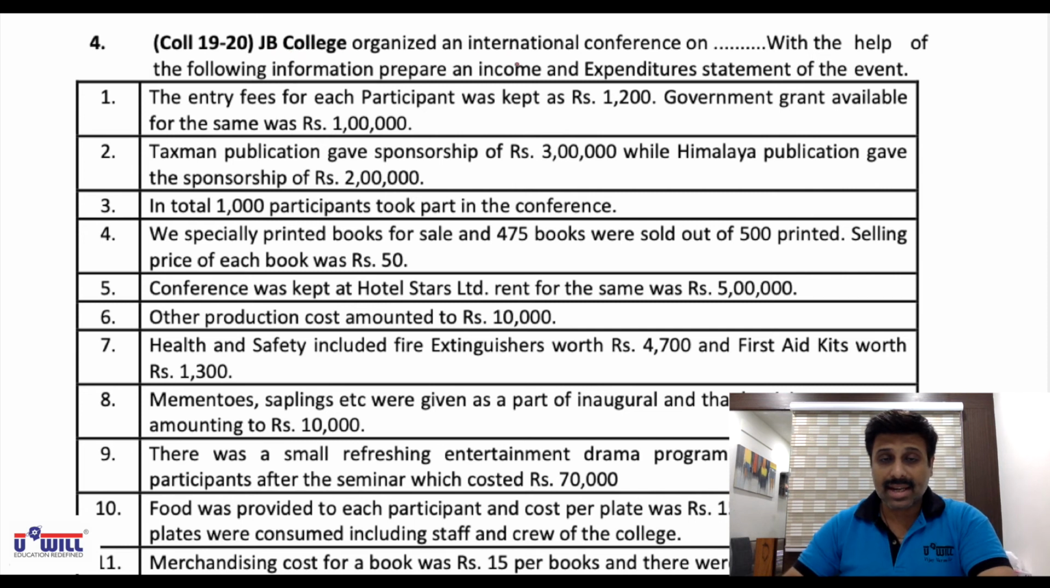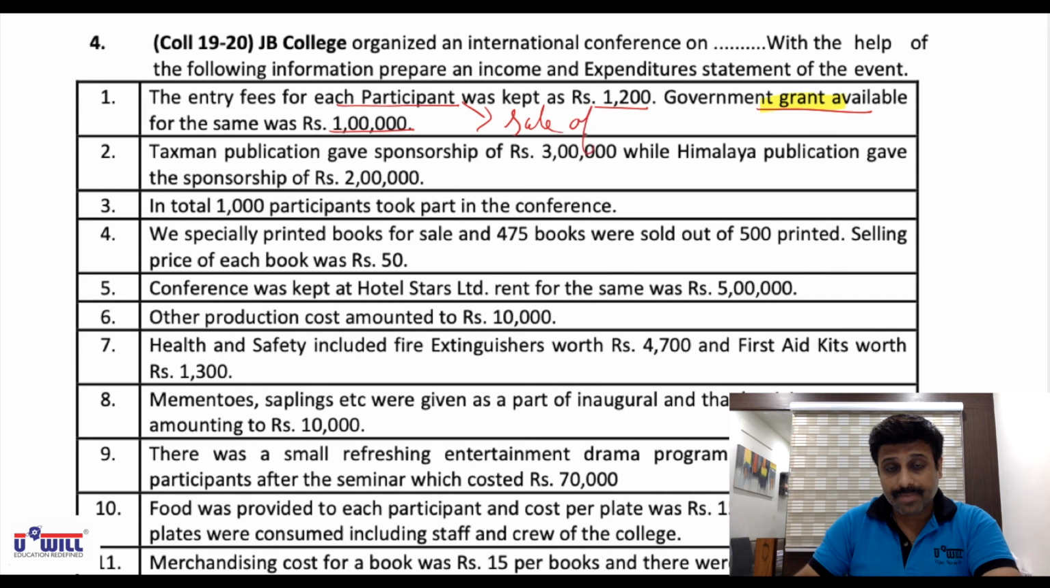JB College organized an international conference on... The date is not given. With the help of the following, prepare income and expenditure. Entry fees for each participant was 1,200 and government grant was available for the same 1 lakh. So one income is this government grant itself. And this will come in sale of tickets.